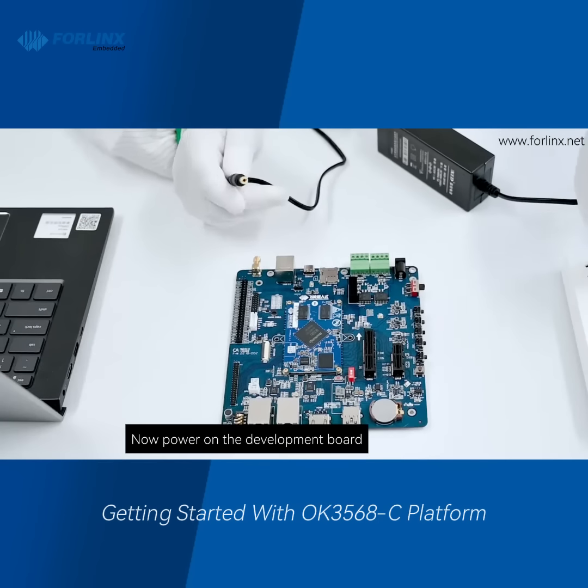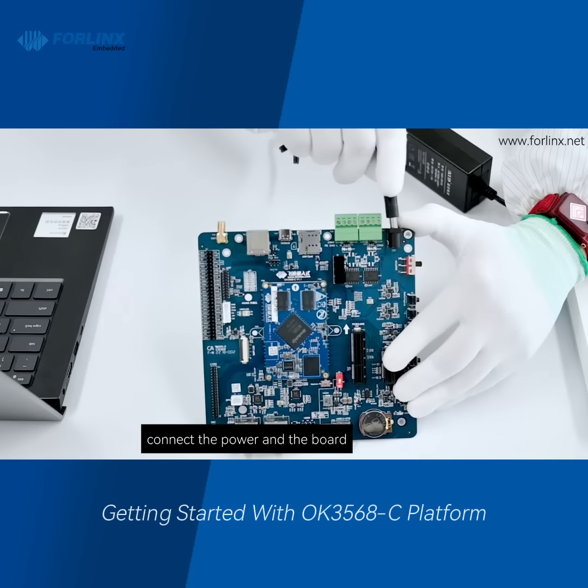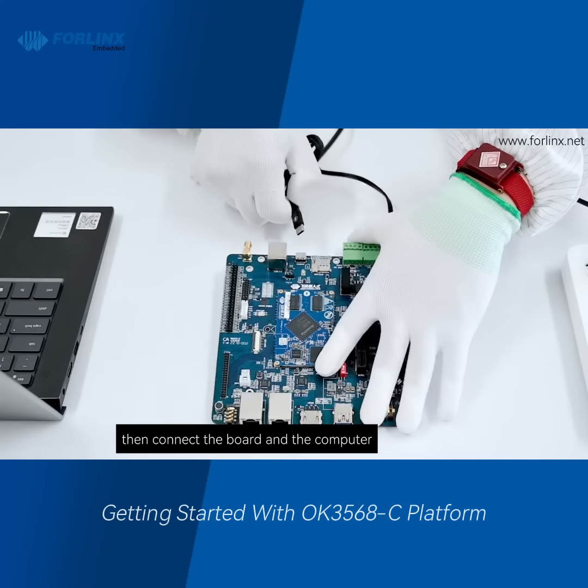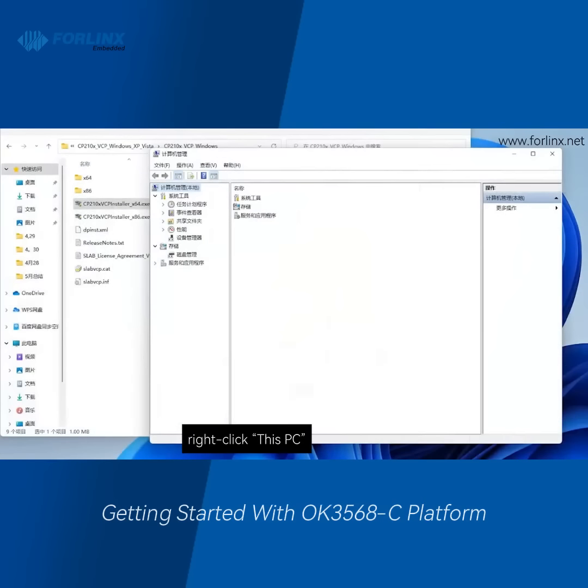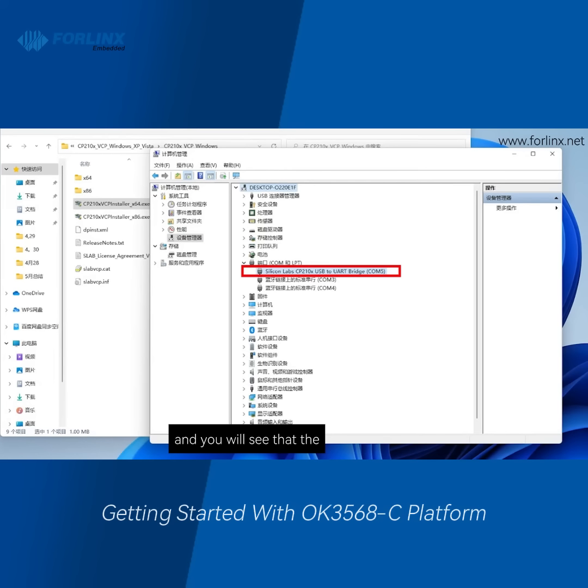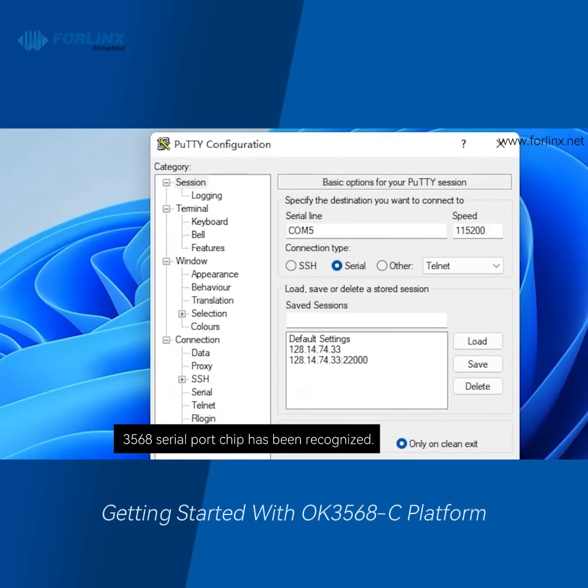Now power on the development board. Connect the power to the board, then connect the board and the computer via a USB Type-C cable. On the computer, right-click This PC, click Device Manager, Ports, and you will see that the 3568 serial port chip has been recognized. Next, we need to use a serial terminal software.